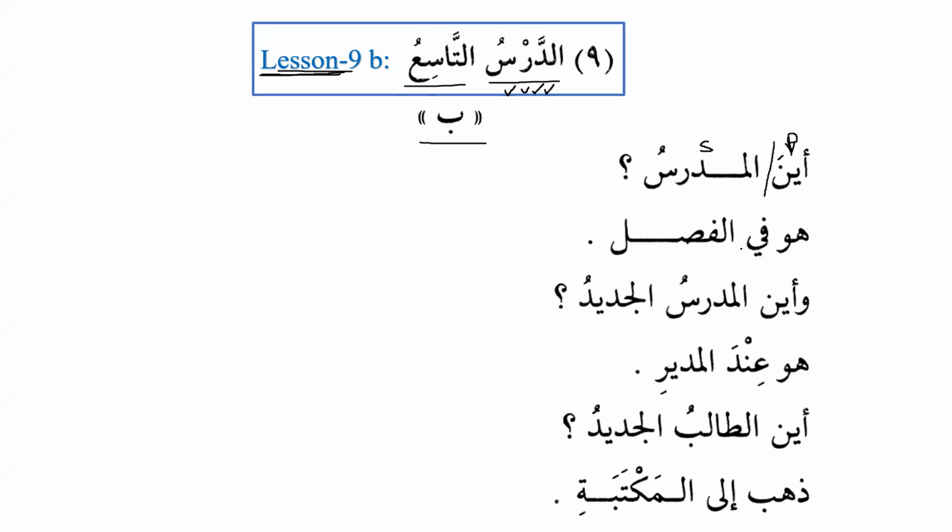Where is the teacher? So we say huwa fil fasli. He is in the classroom. So the first one is where is the teacher, and then the answer is huwa fil fasli. He is in the classroom, and we know that huwa is subject and fil fasli is predicate.